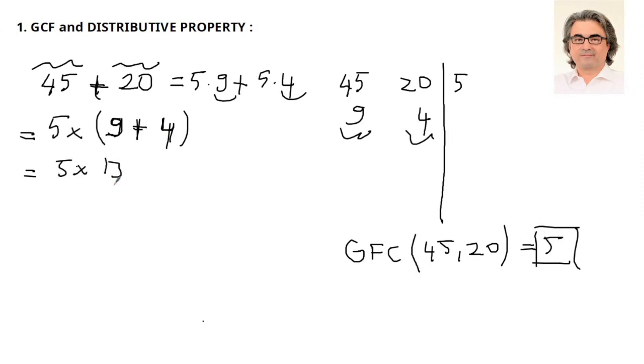5 and 13 are the factors of 45 plus 20, namely 65. 5 and 13. But my aim is to reach this writing. Okay, now let's give another example.